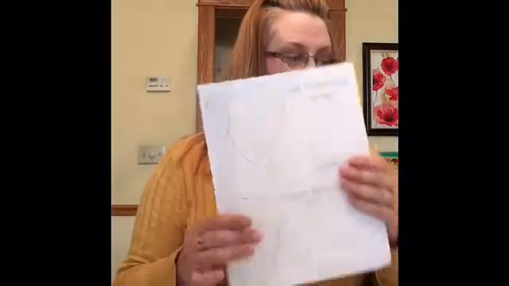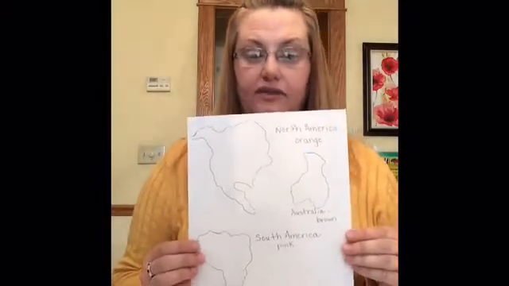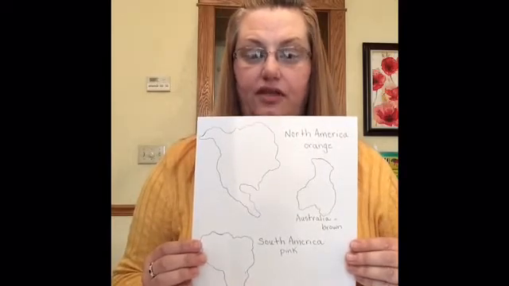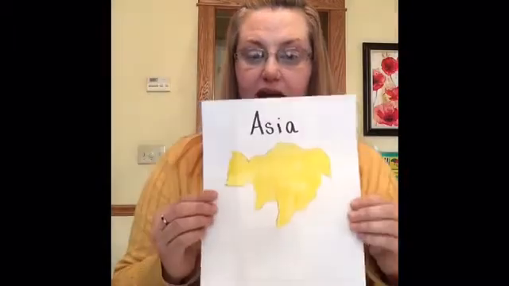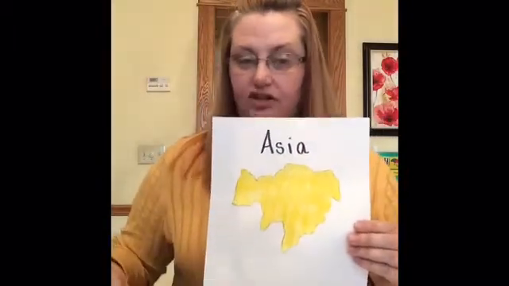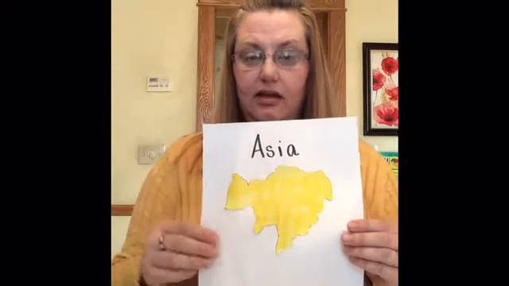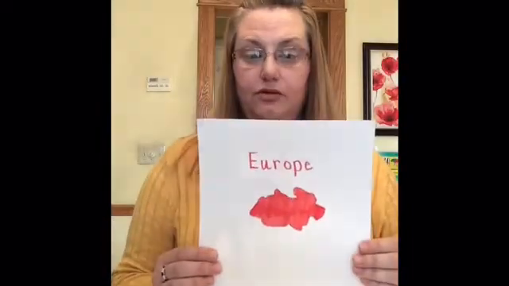Now last week I sent home these outlines of the continents and I asked you to color them. And this is what I wanted you to do. I wanted you to color them and paste them onto a piece of paper and label them. So here is Asia. I traced the puzzle piece and I labeled it Asia. That is yellow. I have Europe, which is red. It's always red.